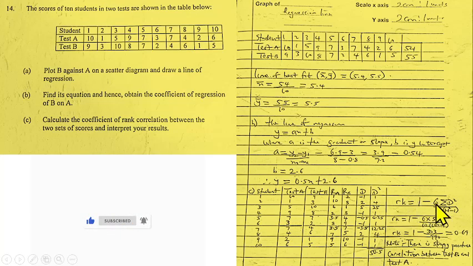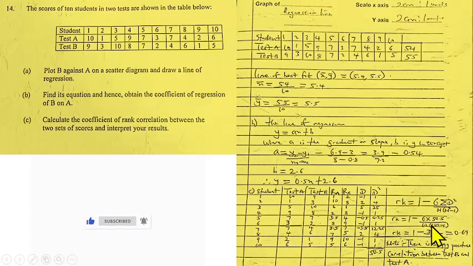So we have 1 minus 6 summation D square over n into n square minus 1. How do we get our D? By subtracting these two ranks. Subtract them, that will give us this. Then you square this so as to eliminate the negative. So when you square this, you have this. Then you sum it together, you have 50.5. Then you can return into this formula.